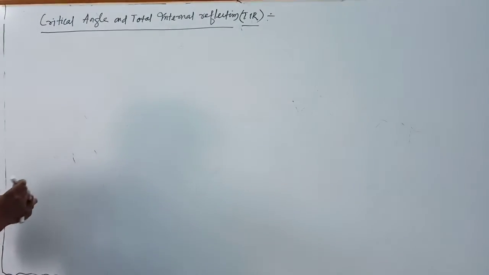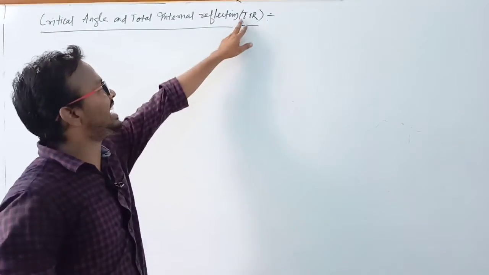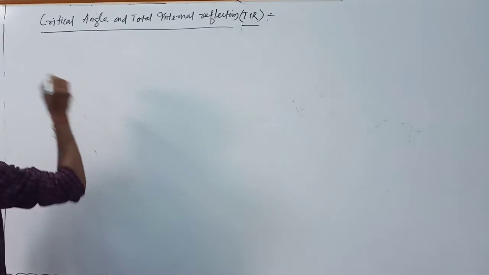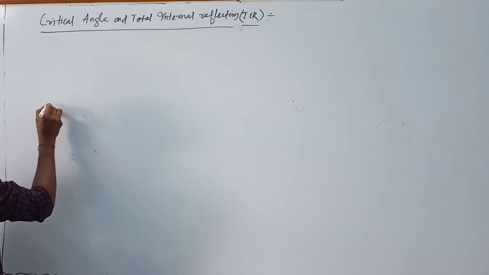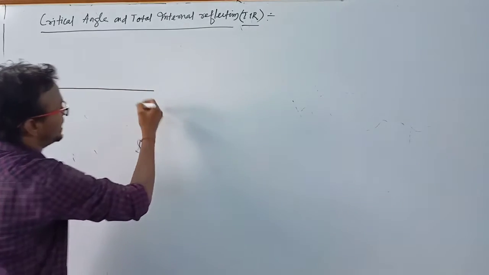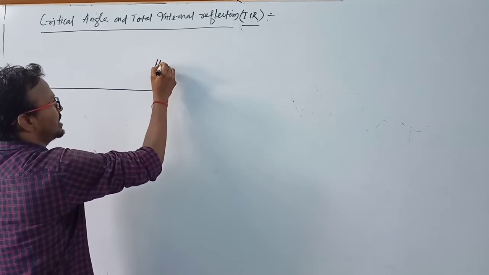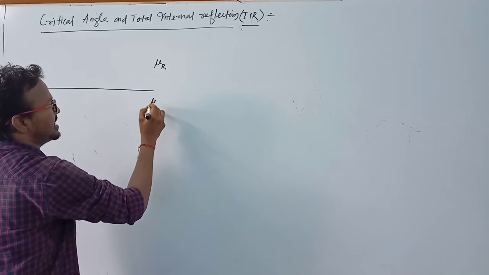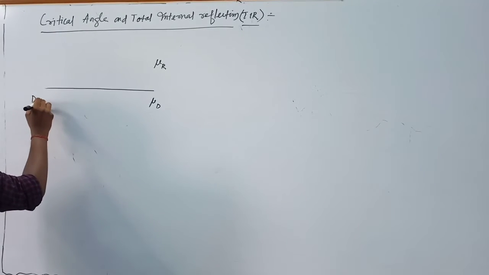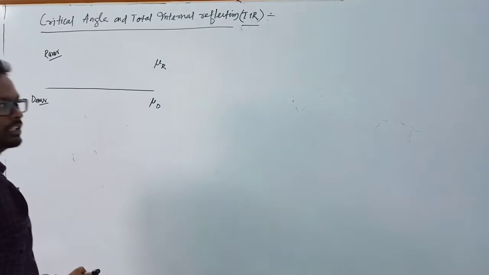Next we will start what is critical angle and total internal reflection, or in short form TIR, meaning total internal reflection. This is an important concept in optics. Suppose there are two media of different refractive index. Here the medium is the rarer medium, that is mu r. Here the medium is the denser medium, mu d. Clear? This is denser and this medium is the rarer medium. Okay.